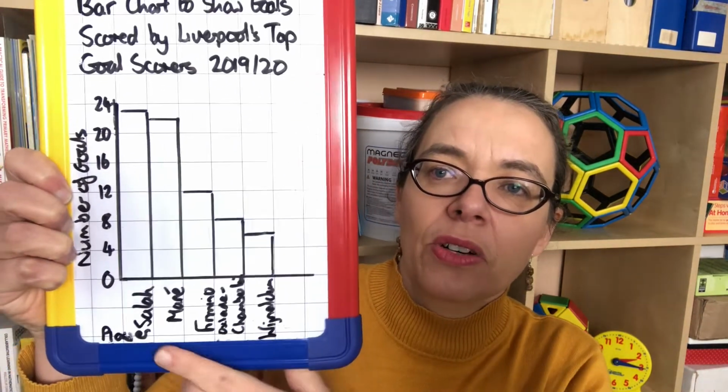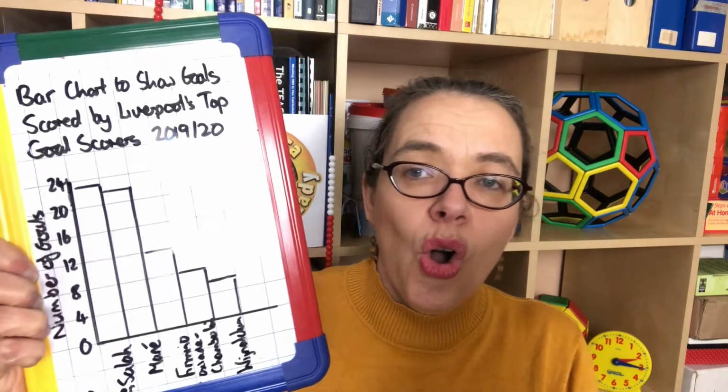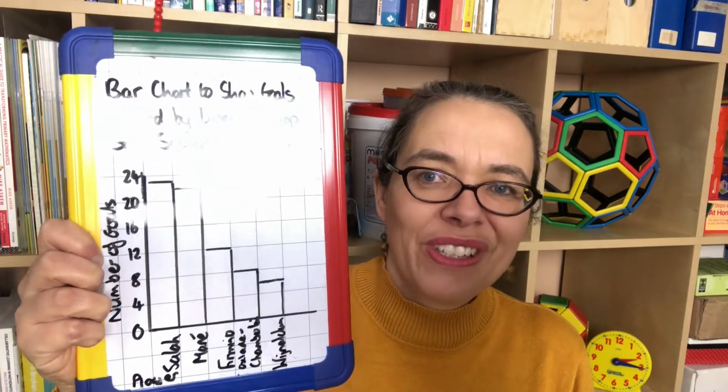And the final thing is that they are expected to interpret graphs. So a question might be, how many more goals did Mane score than Wijnaldum? Or how many goals did the top 3 goal scorers score between them?